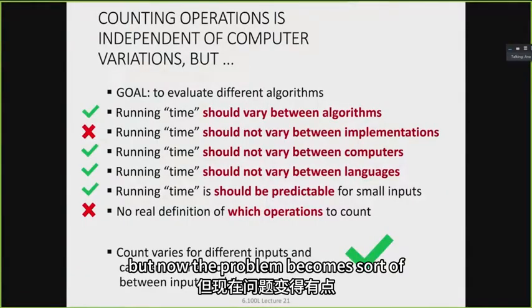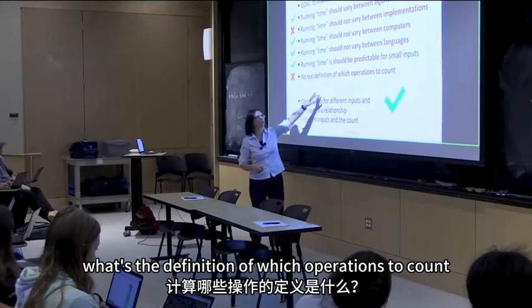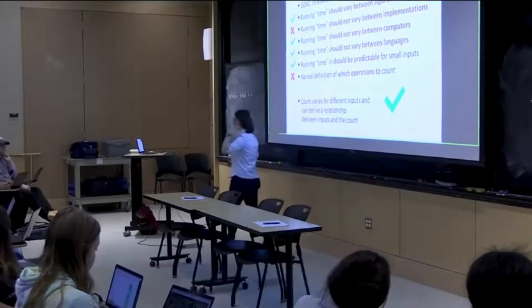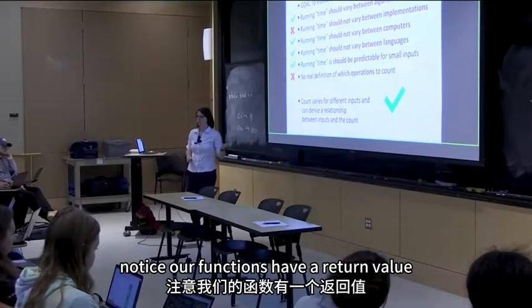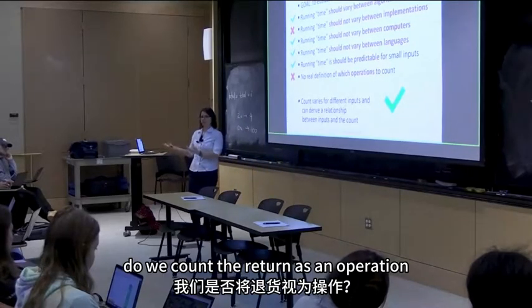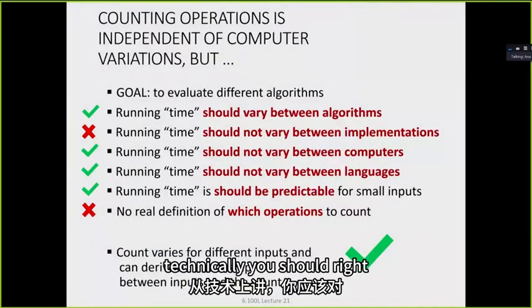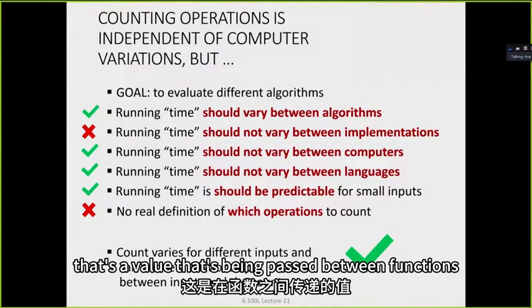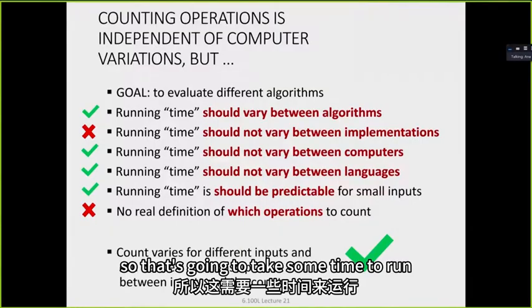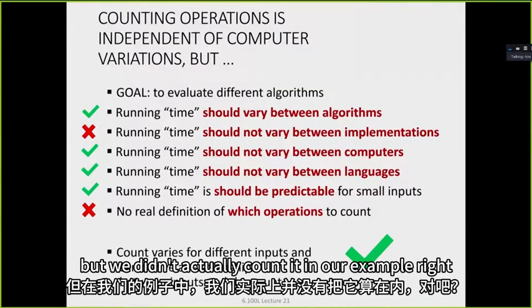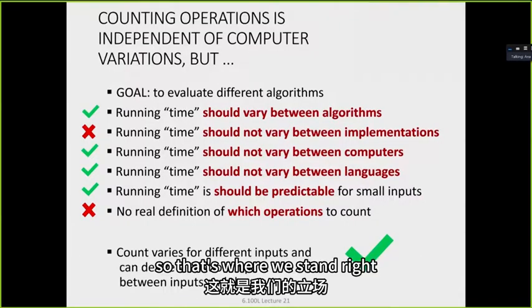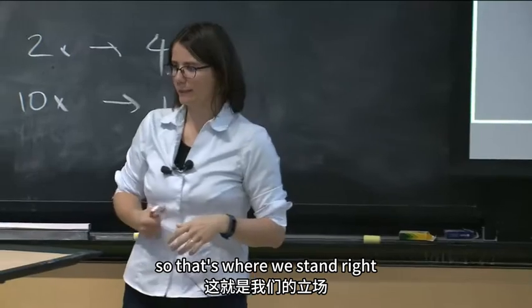But now the problem becomes sort of what's the definition of which operations to count? Notice our functions have a return value. Do we count the return as an operation? Technically, you should, right? That's a value that's being passed between functions, so that's going to take some time to run. But we didn't actually count it in our example, right? But you could if you wanted to. So that's where we stand, right?